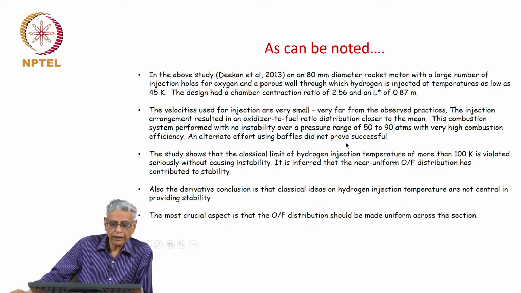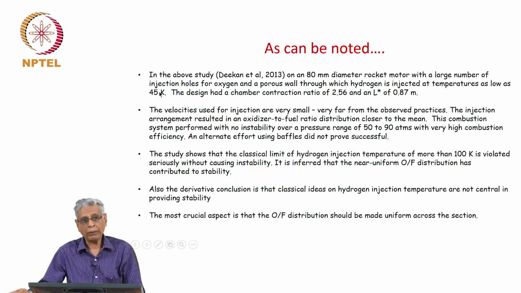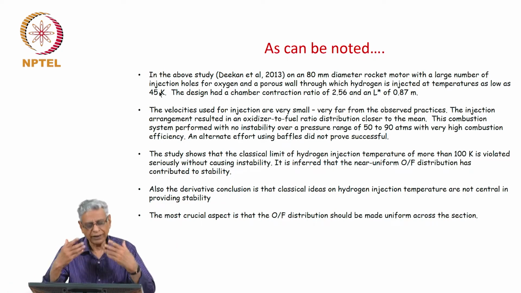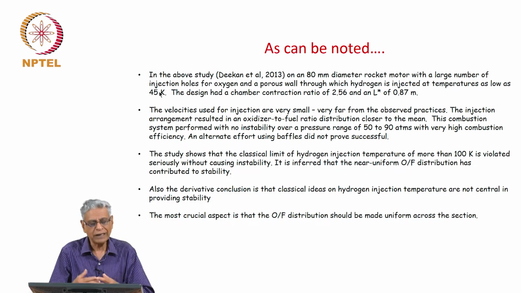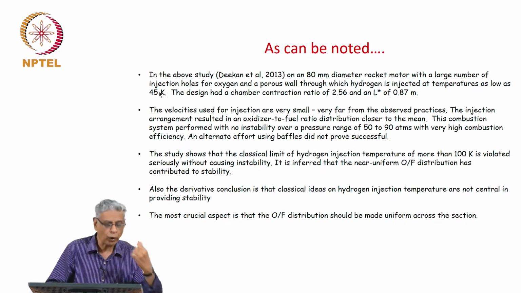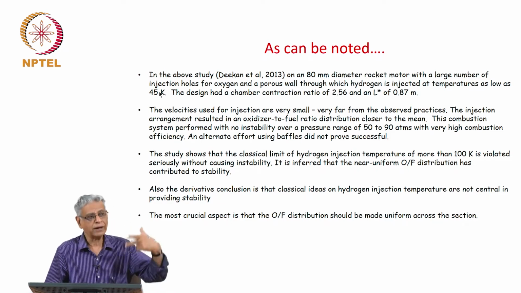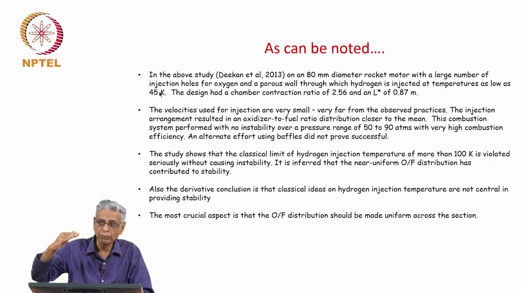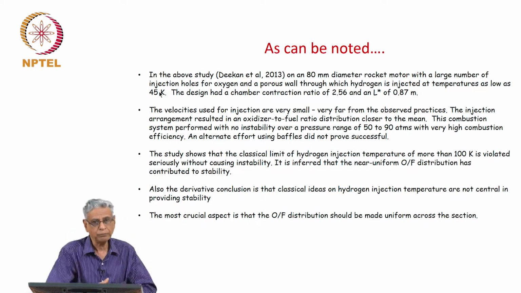So, in this study, a large number of injectors for oxygen, and a porous wall through which hydrogen is injected at temperatures as low as 45 K. Perhaps it's also good to know that there is a well-known stated principle that instability will be much more when the hydrogen is injected at a lower temperature compared to a higher temperature. So people do experiments. What is the temperature below which you get instability? So they keep reducing the temperature and find out at what temperature you get instability.